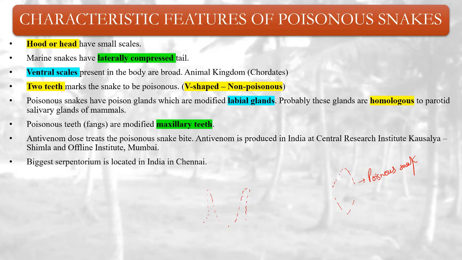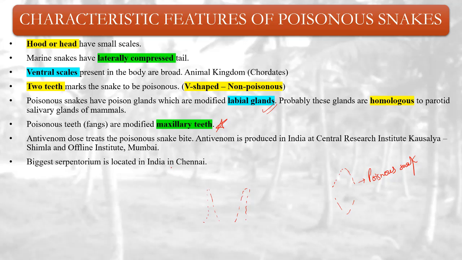Poison glands may be modified parotid glands or labial glands. These labial glands are basically homologous, similar in origin, to parotid glands of mammals. Poison teeth means fangs, which are modified maxillary teeth. This you have to remember: maxillary teeth are modified to form poison teeth, that is, fangs. Then antivenom dose treats the poisonous snake bite.